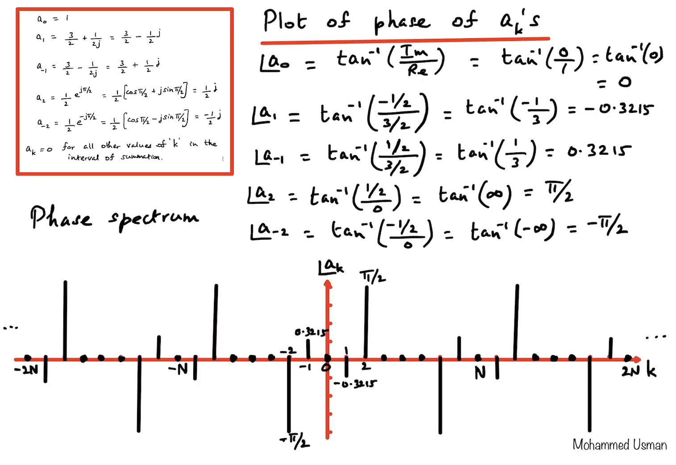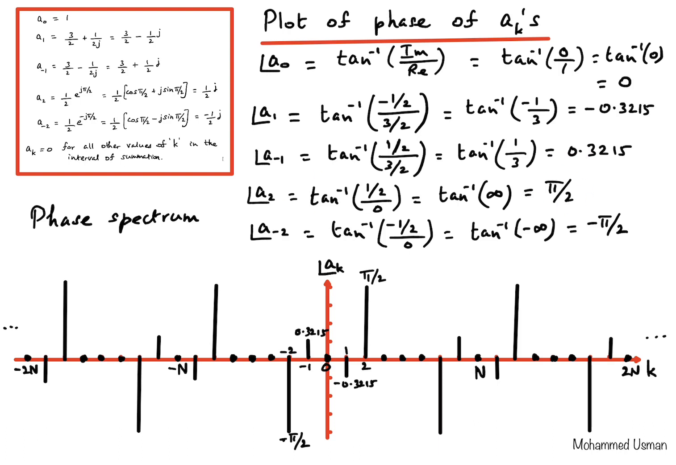Similarly, we can plot the phase spectrum, where we compute the phase of each of these Fourier coefficients and plot them as a function of k. For a0, the phase is 0. For a1, the formula for phase is tan inverse of the imaginary part divided by the real part. The imaginary part is minus half, and the real part is 3 by 2. That gives us an angle of minus 0.3215. And because a minus 1 is the complex conjugate of a1, their phases will have opposite signs. So if this is minus, this is plus.